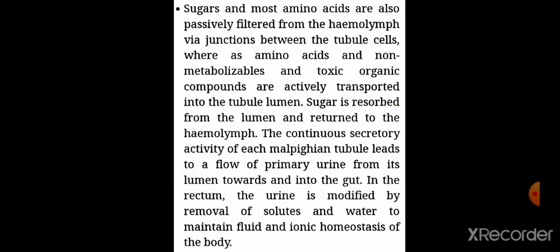Sugars and most amino acids are also passively filtered from the hemolymph via junctions between the tubule cells, whereas non-metabolizable amino acids and toxic organic compounds are actively transported into the tubule lumen. Sugar is reabsorbed from the lumen and returned to the hemolymph. The continuous secretory activity of each Malpighian tubule leads to a flow of primary urine from its lumen towards and into the gut. In the rectum, the urine is modified by removal of solutes and water to maintain fluid and ionic homeostasis of the body.